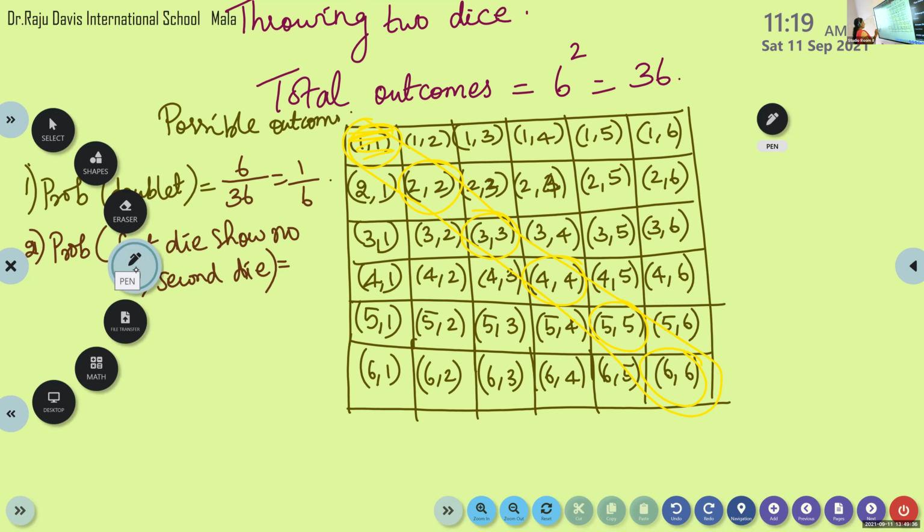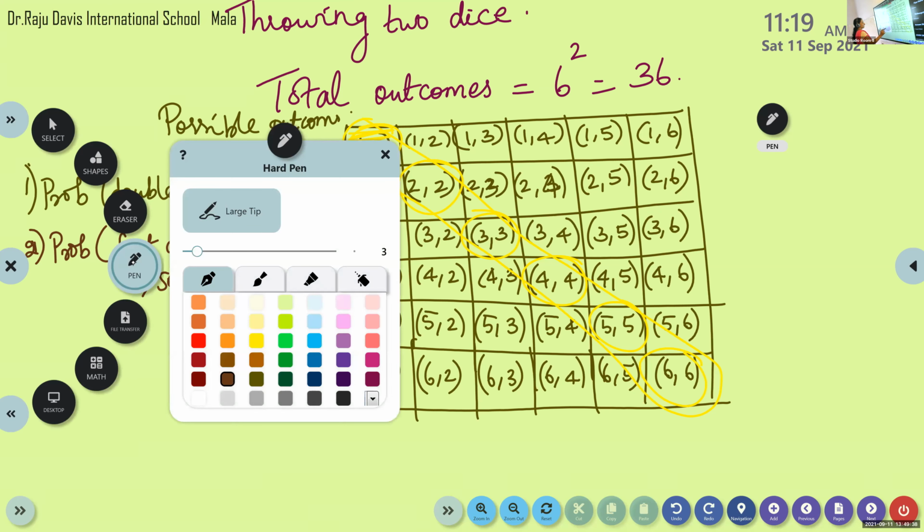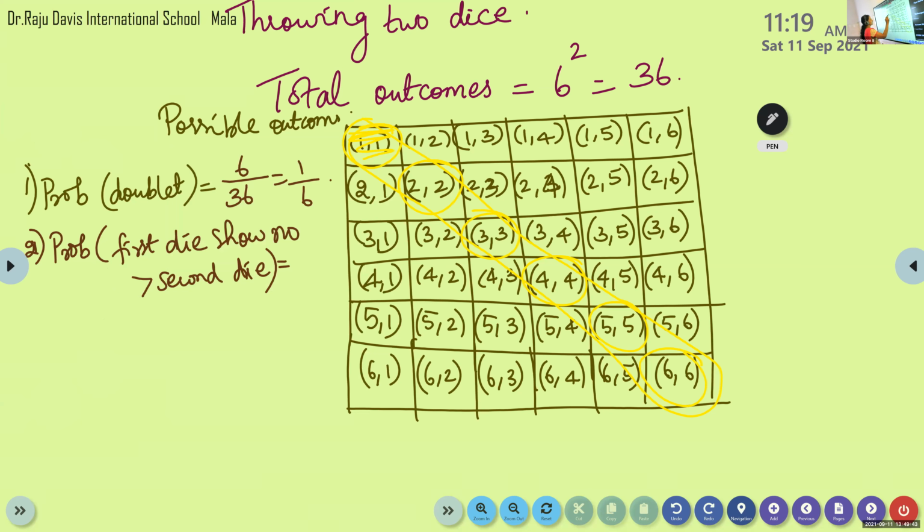So, for the first die, we want a number which is greater than the second die, isn't it? Look at here, only in this part you will get. Okay, so that is, look at here, below this diagonal. If you take below this diagonal, you'll get like this. Okay, the first die will be showing a number greater than the second die.